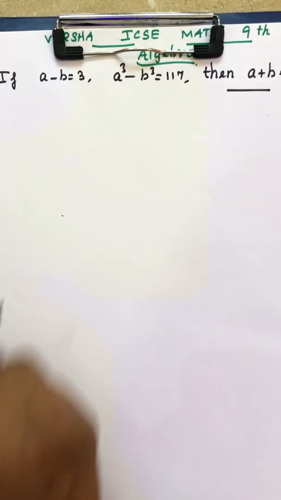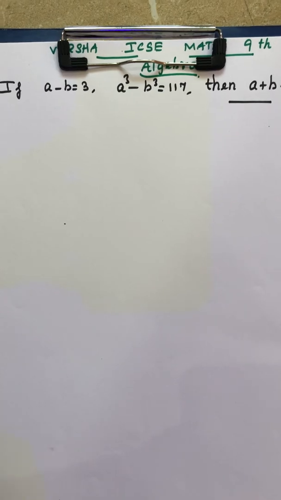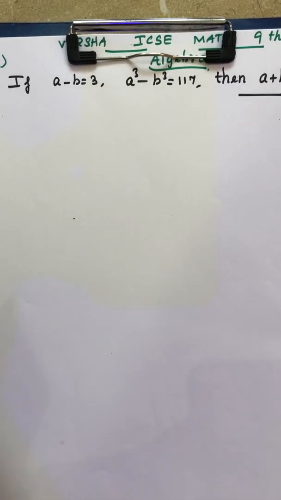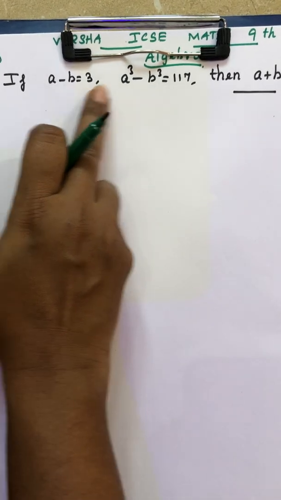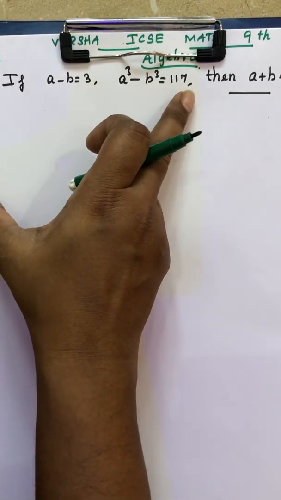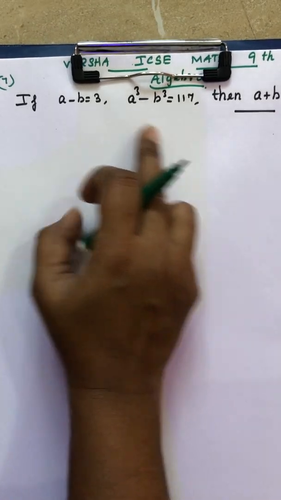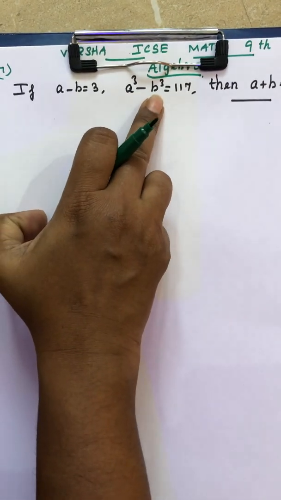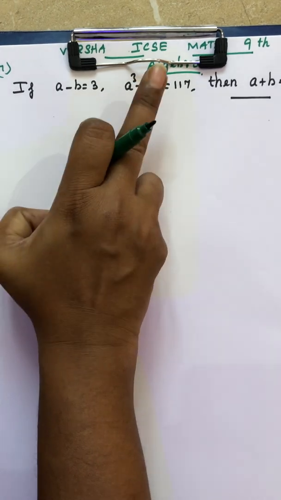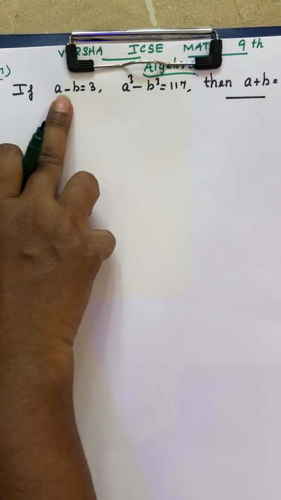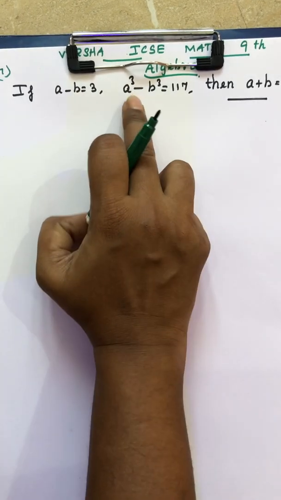So this is the solution for the 9th standard algebra lesson. This is the 7th question in the video: if a minus b is equal to 3 and a cube minus b cube is equal to 117, find the value of a plus b. The cube value is given, and a minus b is also given, so you have to know the cube identity first.